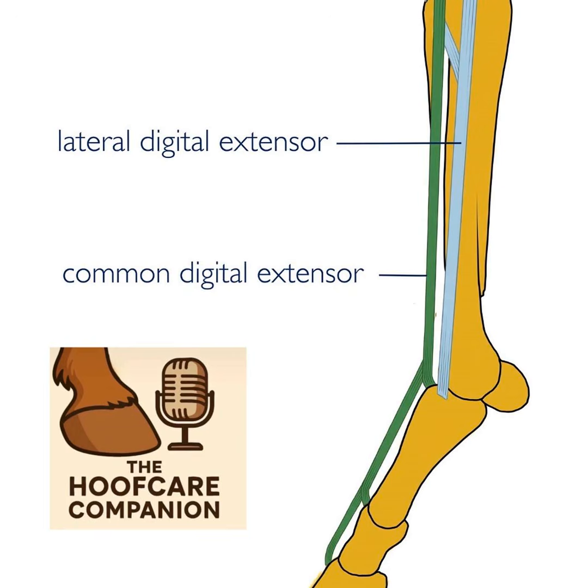Definition. The extensor tendons of the equine forelimb and hind limb are strong collagenous structures that connect muscles to bone, allowing extension of the distal limb joints.